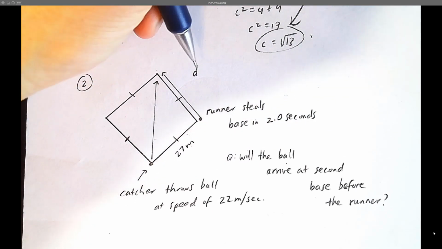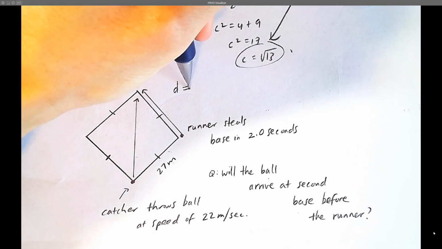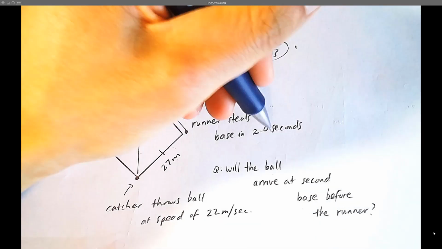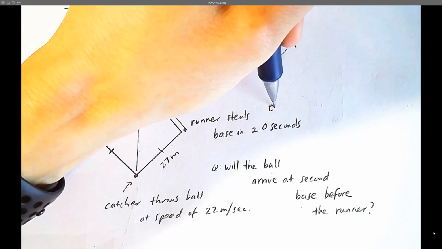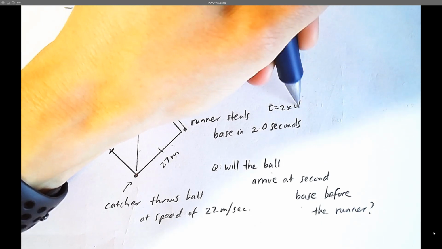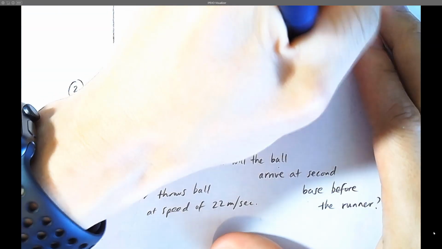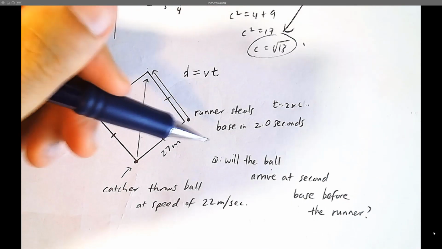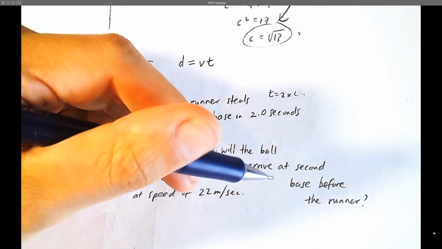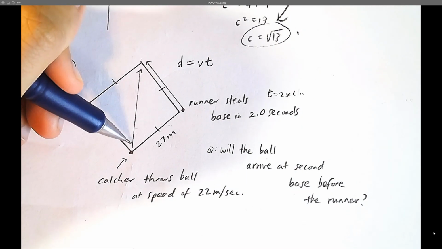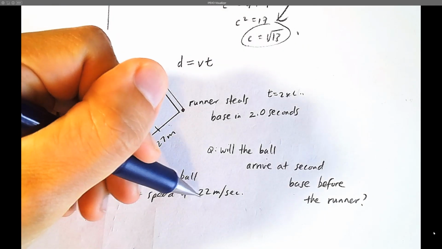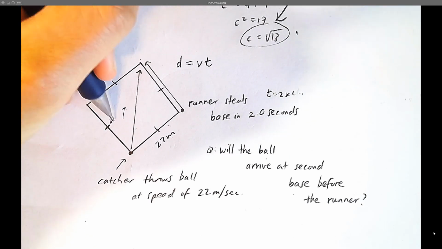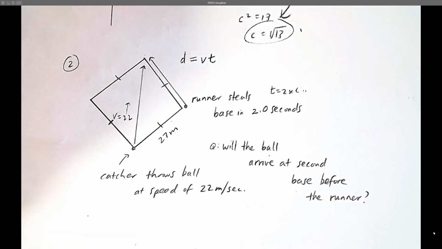Now remember that when you're doing some kind of running motion or physics problem, distance equals velocity times time. So the time is given. Time equals 2 seconds. It says here, will the ball arrive at second base before the runner? So the back catcher here is throwing the ball at a speed of 22 meters per second. So the ball here is traveling up and the velocity is 22 meters per second.